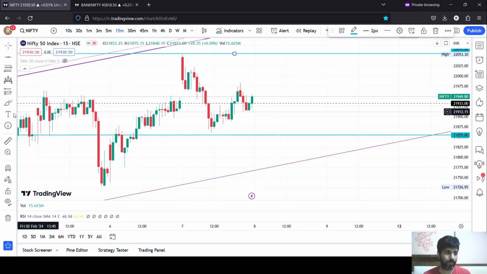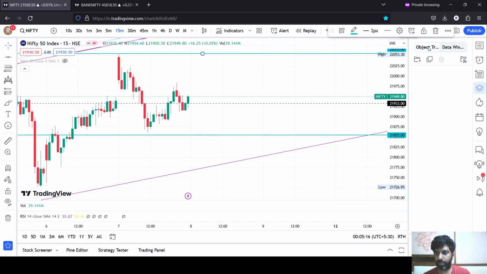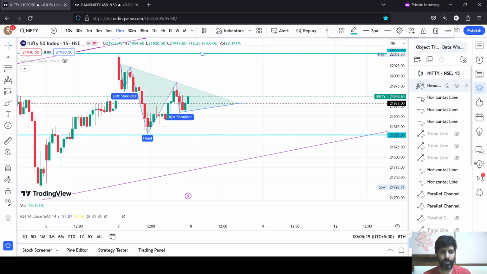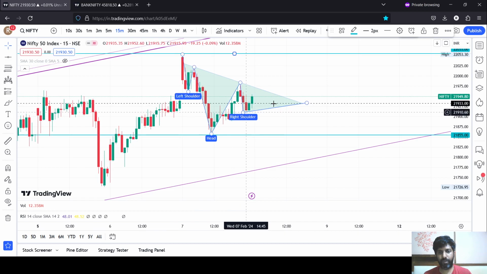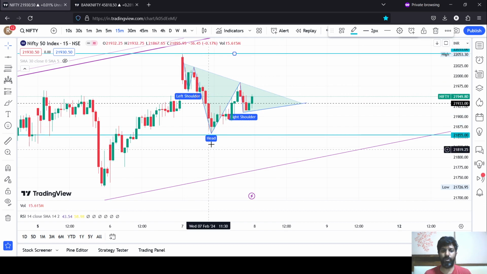However, there's an interesting pattern which I had talked about. So let me just show it to you. Object tree, yeah, this one. So if you see this, currently today, it kind of seems like an inverted head and shoulder pattern. So left shoulder, head, and the right shoulder, which is kind of a reversal signal, which signifies upside, right? So this is an inverse head and shoulder pattern. So it suggests there will be an upside.